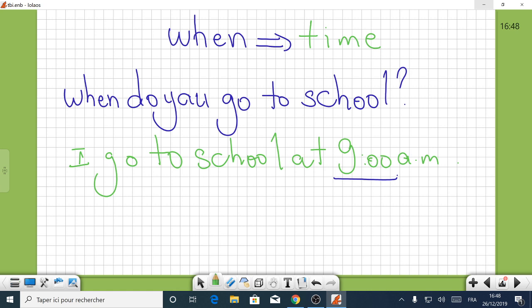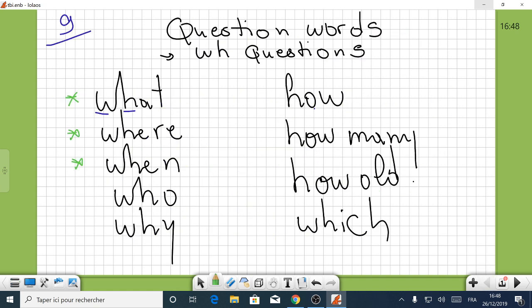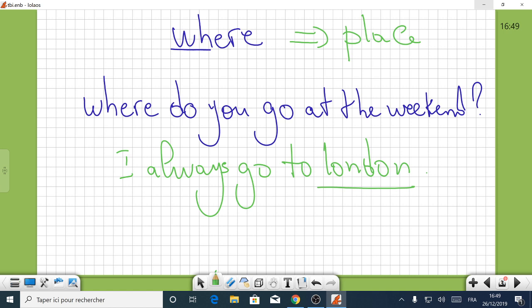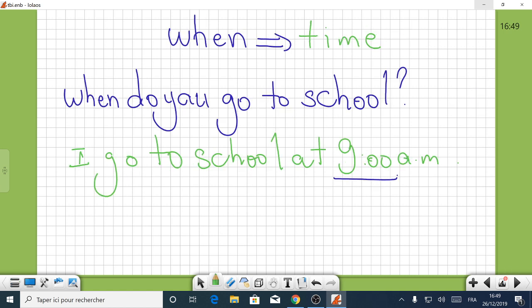So just to remember, here we have question words. We have 9 question words, the most frequent and common question words in English. This is, of course, for beginners, as we have many other question words we're not going to see today, because this lesson is for just the third year in secondary school. The first question word is what: we use what to ask about objects, where to ask about a place, and when to ask for time. So let's go back and see.